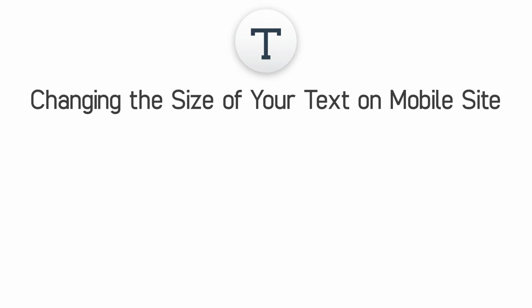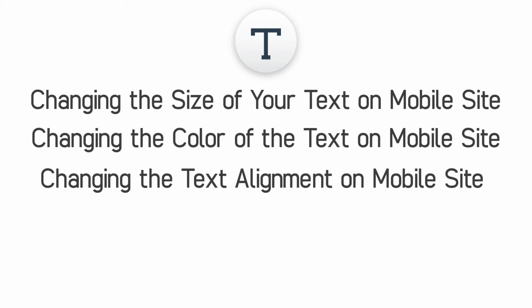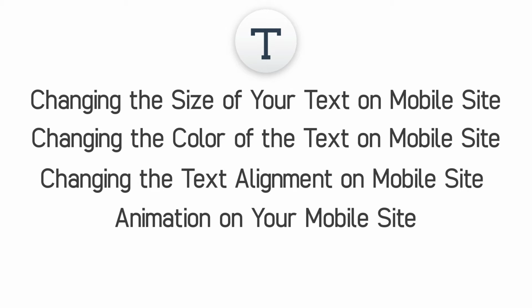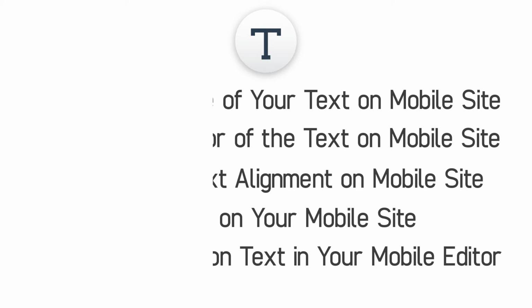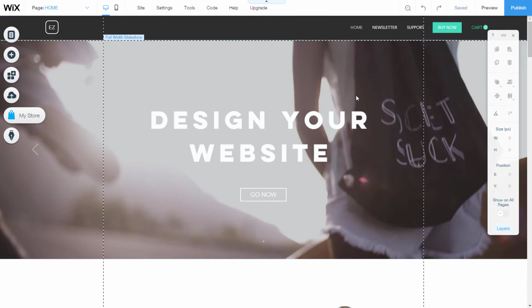In this video we will show you how to edit text on your mobile site. We will show you how to change the text size, color, and text alignment. Also animation on your mobile site and resizing the button text in your mobile editor. We are located on the desktop website. We'll switch to mobile view.